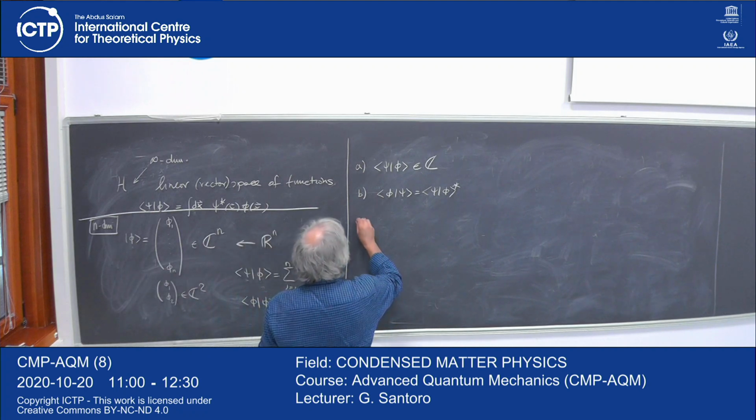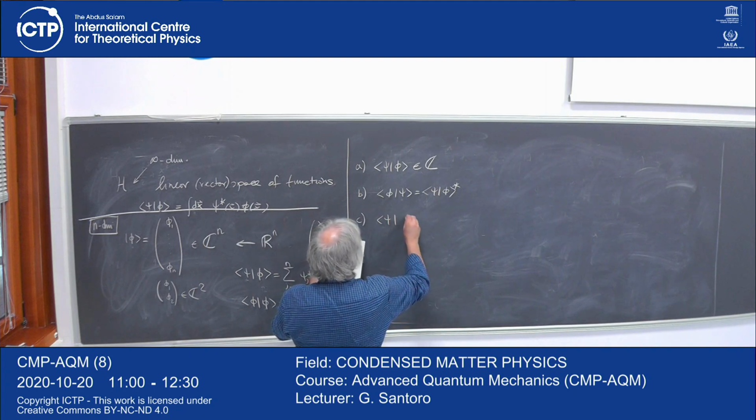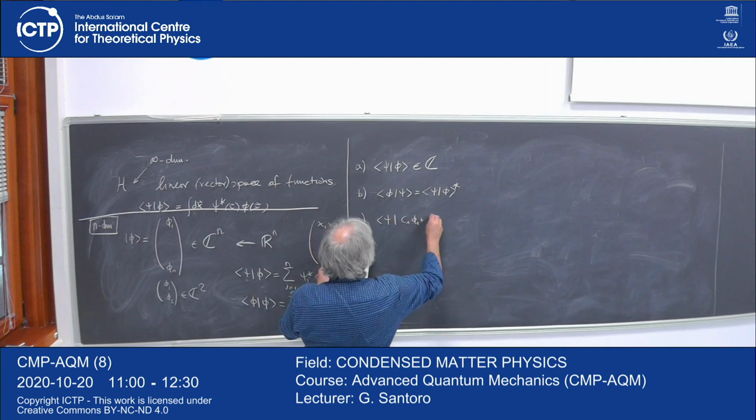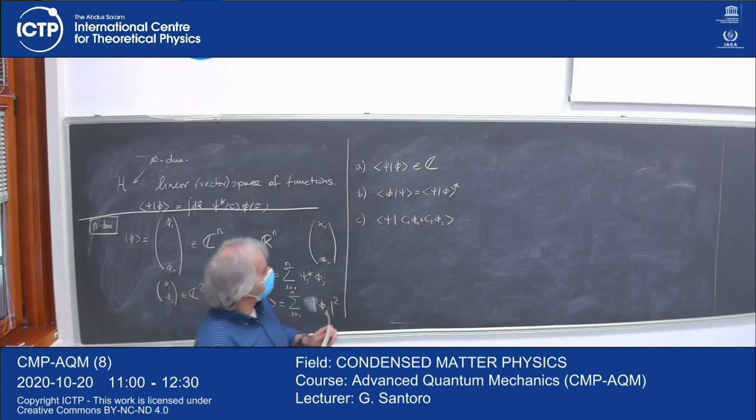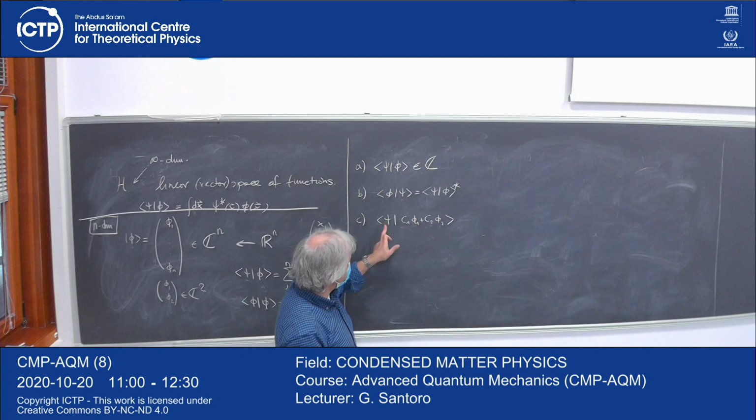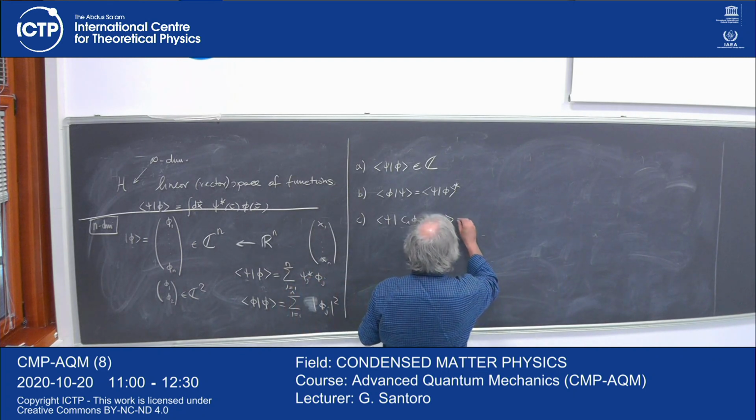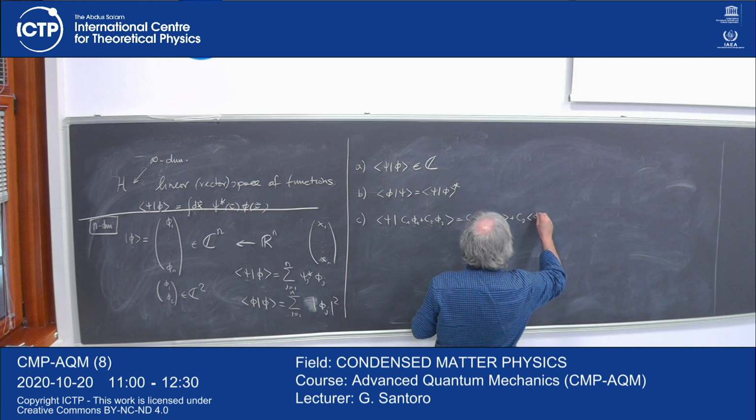Now the property which is very important is linearity. So phi equal to C1 phi1 plus C2 phi2, okay? So if I take a linear combination with arbitrary constants C1 and C2, complex constants, of two states, two elements, two vectors, then the scalar product with psi is equal to C1 times the scalar product of psi with phi1 plus C2 times the scalar product of psi with phi2. Is it clear?